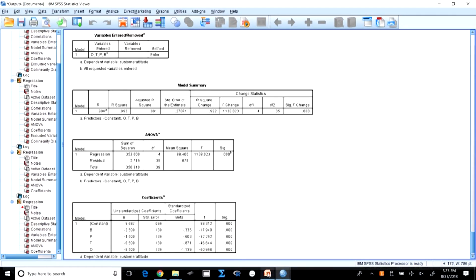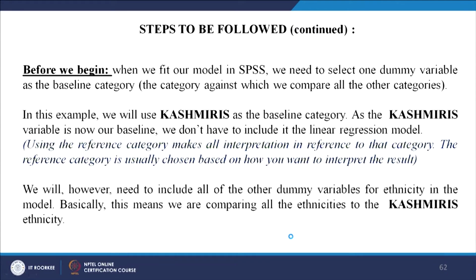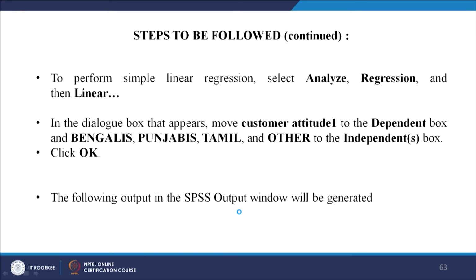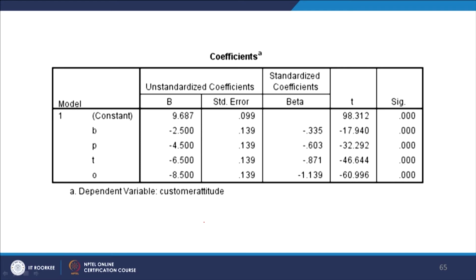Let us go to the slide where I have used the same data and explained it. After doing this, in this example we have used Kashmiris as the baseline category. That is why we did not take it inside. As the Kashmiris variable is now a baseline, we do not have to include it in the linear regression model, right. We will however need to include all the other dummy variables for ethnicity, for example, Punjabi, Tamil, others, we have done it. And then we have taken this output. In this output, you remember R square was 99.2, adjusted R square is this much, it is significant, and this is what is of greater importance to us.